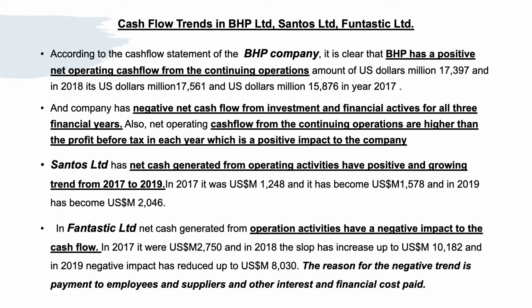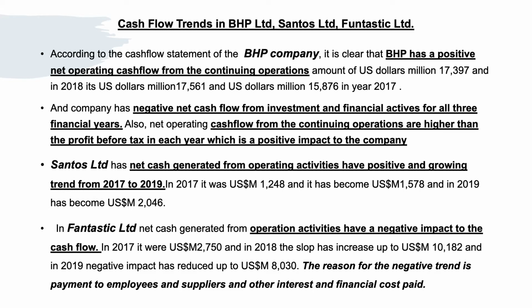So the cash flow trends in BHP, Santos and Fantastic Limited are stated as below. According to the cash flow statement, BHP Limited has a positive net operating cash flow from continuing operations for 3 years, and a negative net cash flow from investment and financing activities for all 3 years. Net operating cash flow from continuing operations is higher than the profit before tax in each year, which is a positive impact for the company.